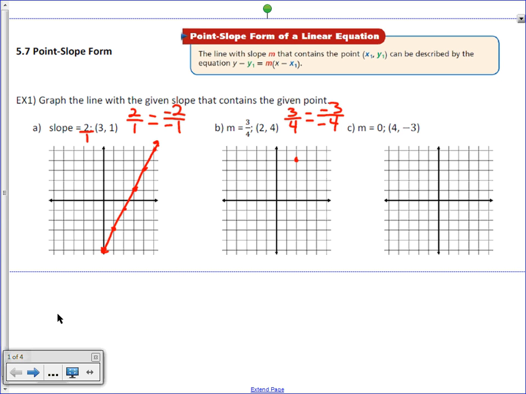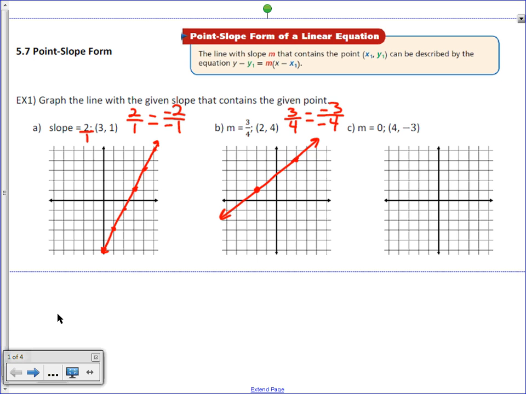So instead of going up 3, I'm going to go down 3. 1, 2, 3 down, 4 left. 1, 2, 3, 4 left. So that's where my point should end up. Now I lay a ruler on here or something like that, draw my line through, and put my arrows at the end. And there's my graph. And that should be it.